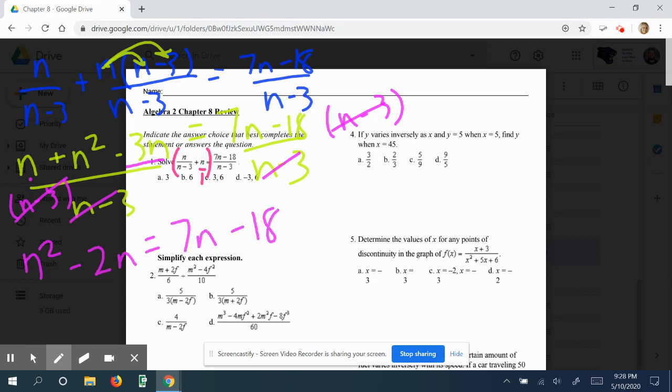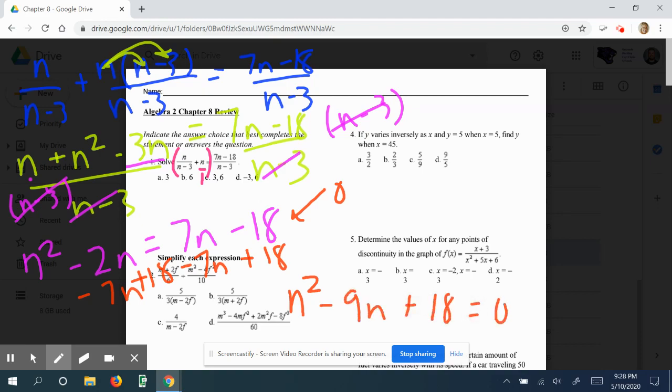7n minus 18. So what I'm going to do now is I'm going to get this side equal to 0. And I do that by adding 18 to both sides and subtracting 7n from both sides. And so what I end up getting is n squared minus 9n plus 18 equals 0. So there's two values of n here that are going to make this equal to 0. And the way I solve it is two different ways. I can either factor, which would be figuring out the two things that multiply to 18 and add up to negative 9, or I can use the quadratic formula.